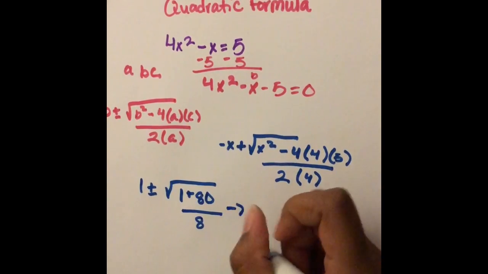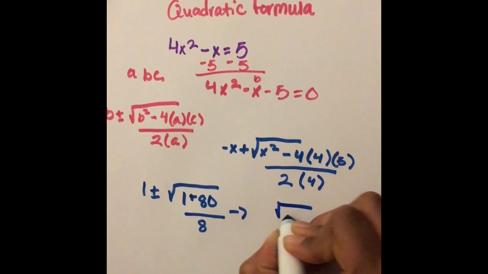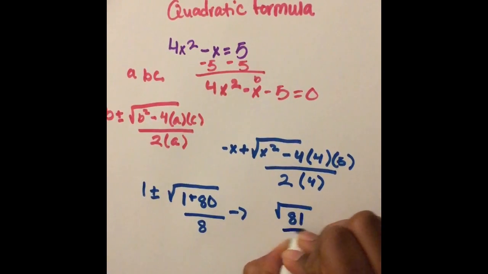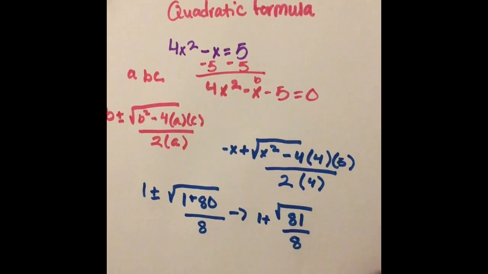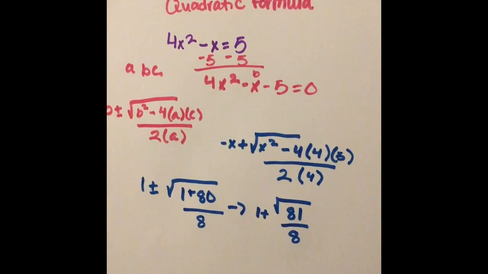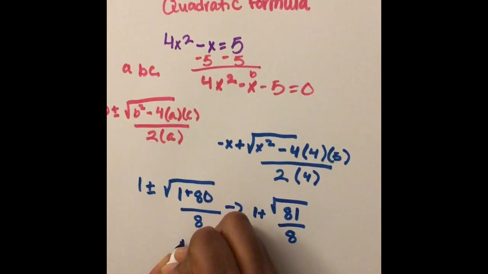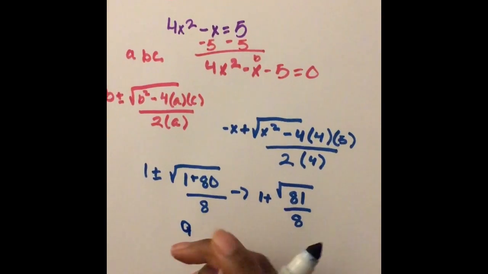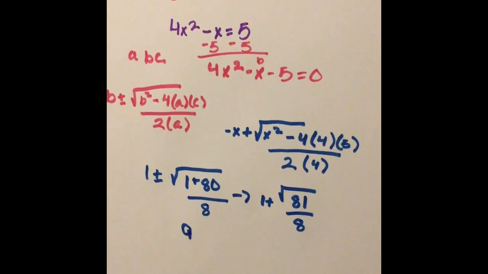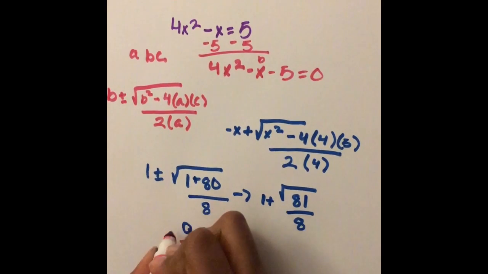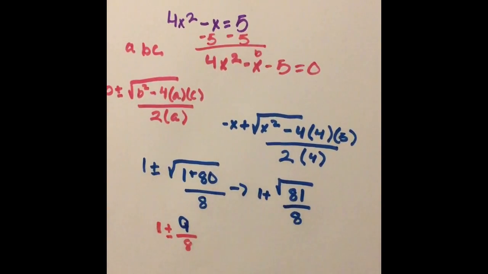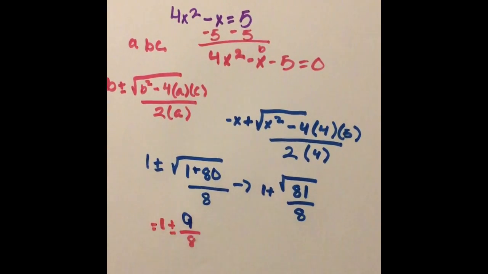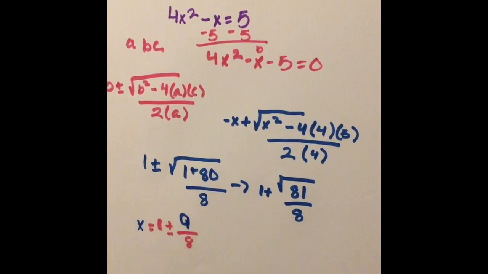So to simplify, it would be the square root of 81 over 8. The square root of 81 is actually 9. So 1 plus or minus 9 over 8, don't forget the plus or minus, is equal to x.